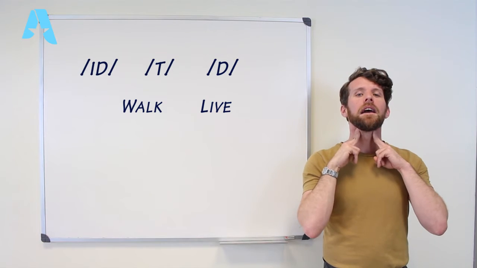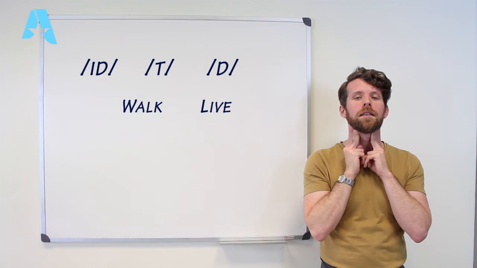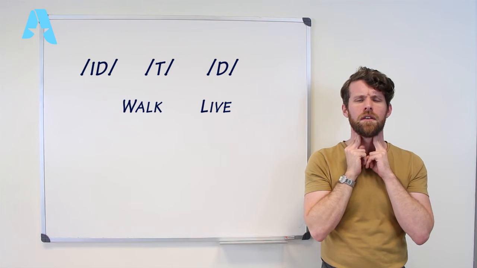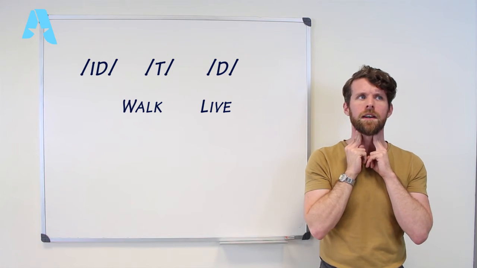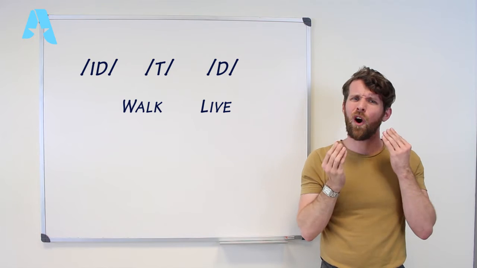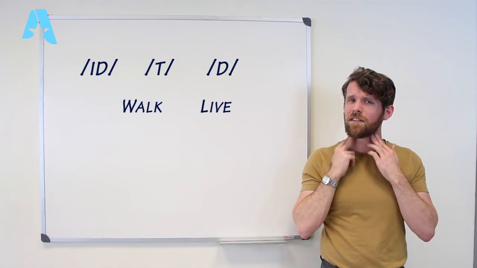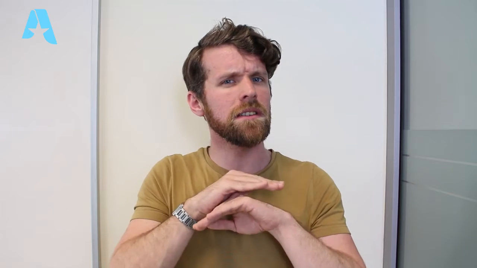And I want us to look at the first word in the second category, walk, and the first word in the third category, live. Now let's repeat them 3 times, alternating. Repeat walk, live, walk, live, walk, live. Hopefully you can feel a difference in the vibration. When does the vibration stop?